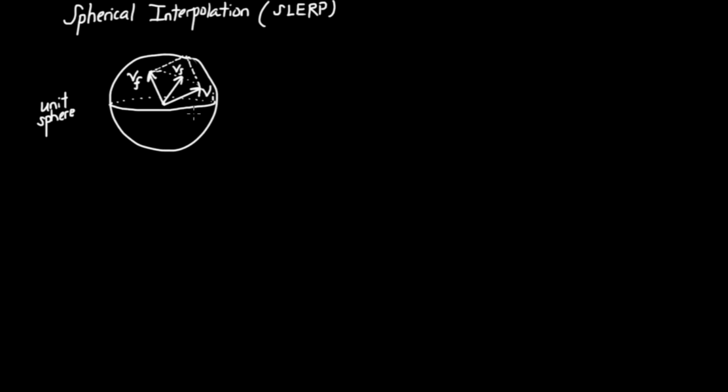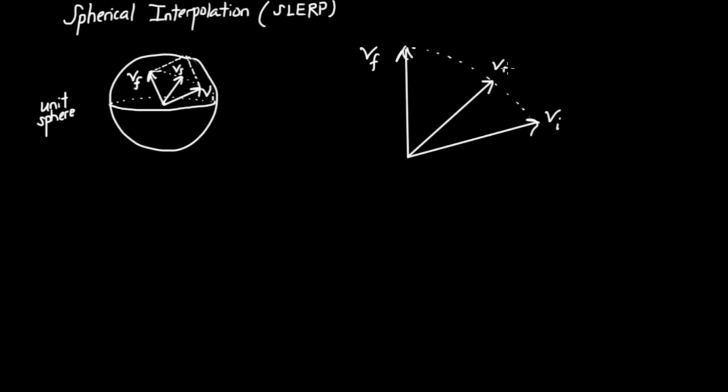So I'm going to enlarge this picture here. Again, we have V_i, my initial vector, and let's put V_f over there. And we have the arc associated with that segment of the great circle. And we have our interpolated vectors. For example, one such interpolated vector might be right there, V_s, where again, s is some parameter.